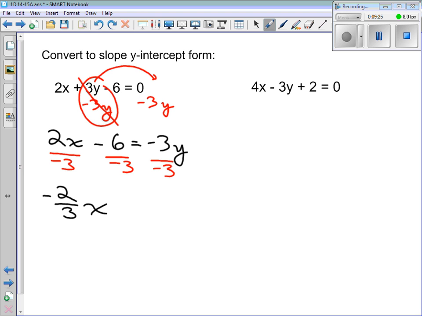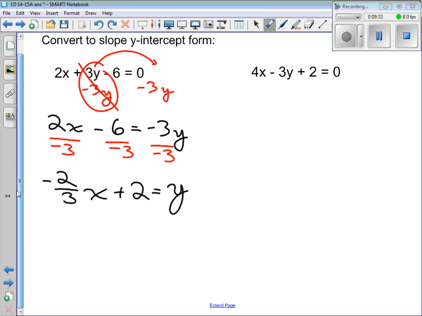Negative 6 divided by negative 3 is positive 2. And of course, the negative 3 and the negative 3 cancel. And we're just left with y. So here we are in slope y-intercept form. y equals negative 2/3 x plus 2.